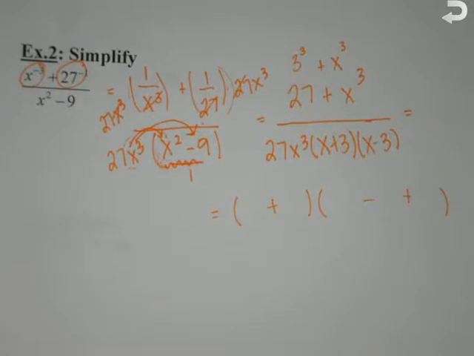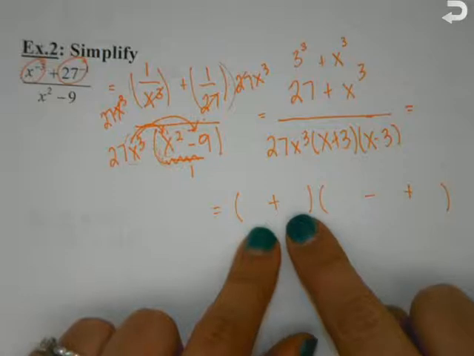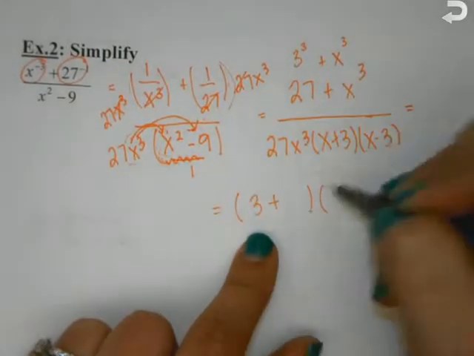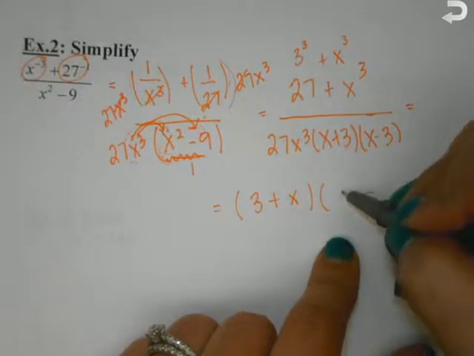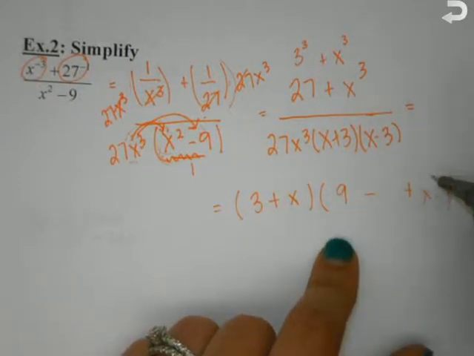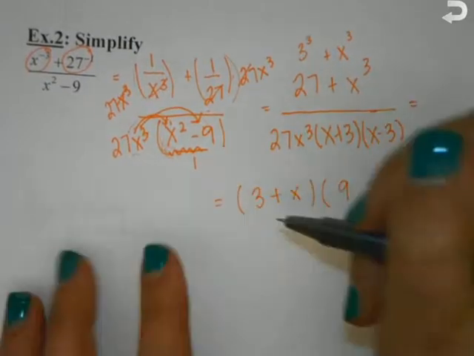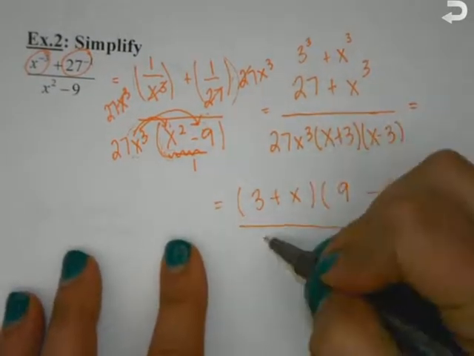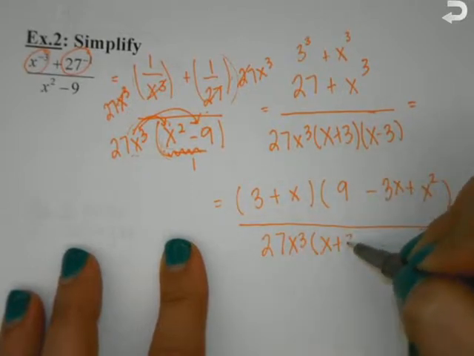So in my numerator, guys, what do I put in the small parentheses? 3 plus x. What about the first and the last term? 3 squared x squared, so that's going to be 9x squared. And what do I put in the middle? 3x. All over 27x cubed times x plus 3 times x minus 3.